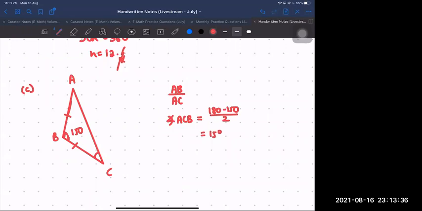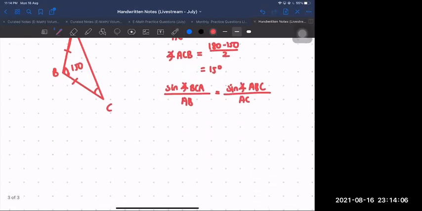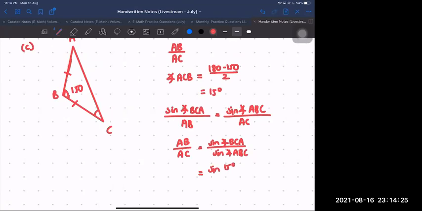So this is 15 degrees. We have one of the angles and we have AC, so we're going to use the sine rule. Sorry, my pen is not working. Sine of angle BCA over AB equals sine of angle ABC over AC. And this is the ratio that I want, which is AB over AC, equals sine of angle BCA over the sine of angle ABC. Angle BCA we have already calculated is 15 degrees. Sine of 150 degrees. Final answer 0.518.